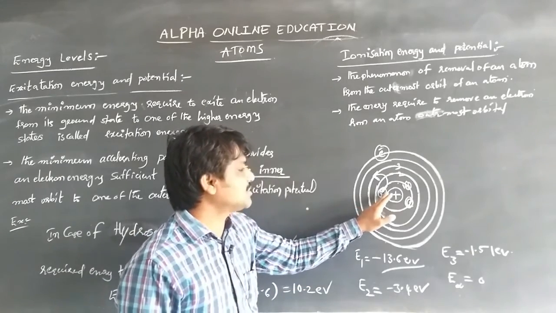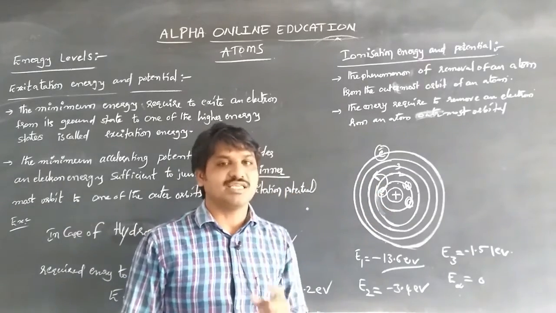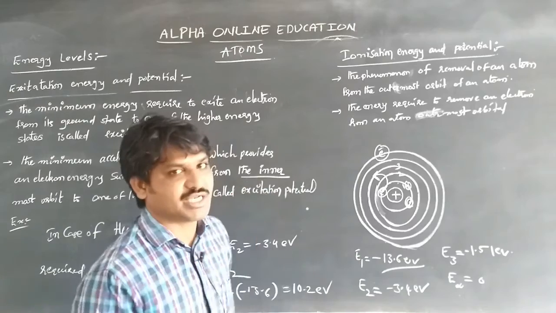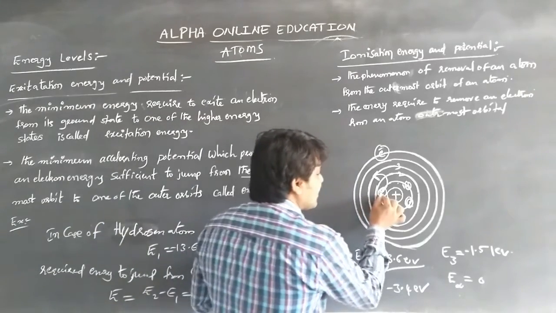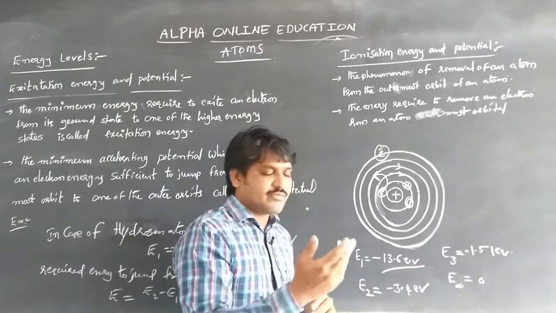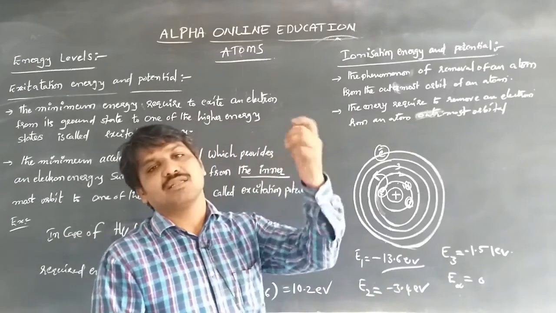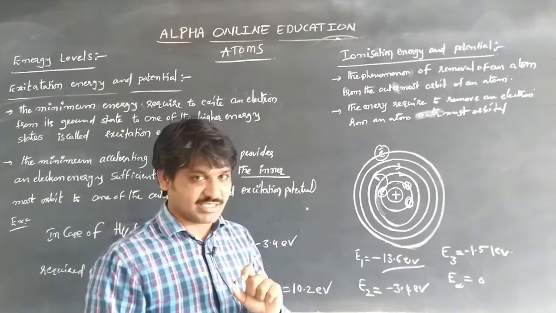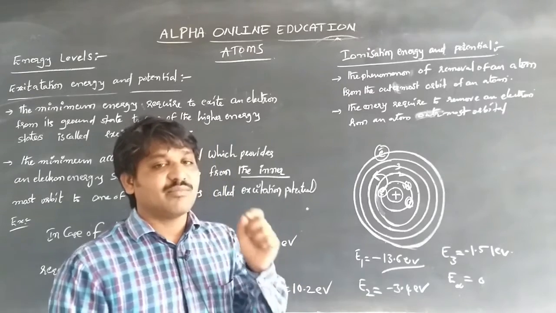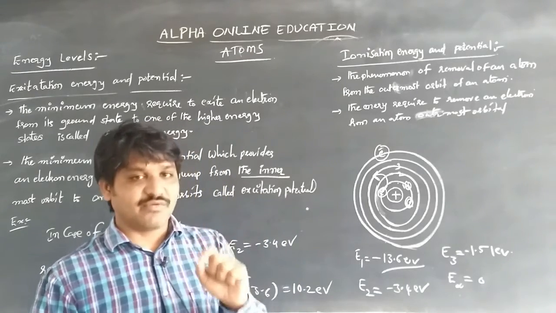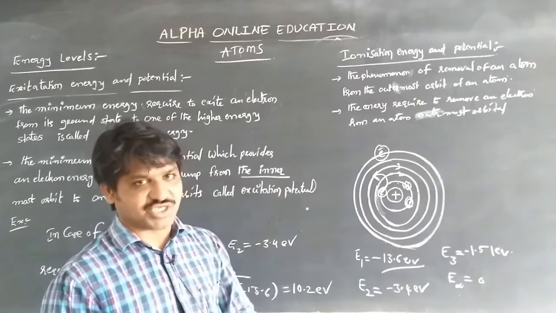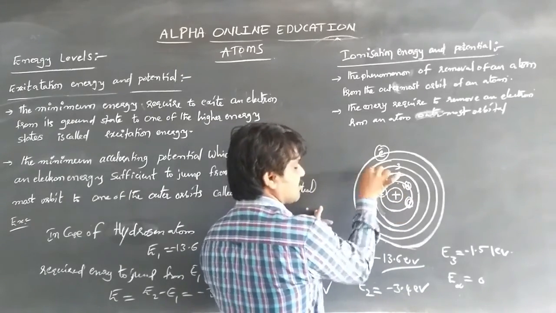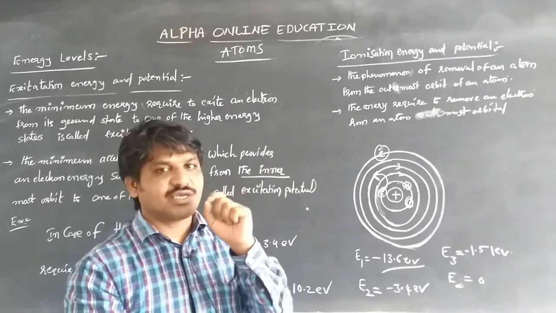Whenever the electron has to jump to an outer orbital, that required accelerating potential is called the excitation potential. Excitation energy is the minimum amount of energy required for an electron to move from the ground state to a higher energy orbital. The minimum accelerating potential, which provides the electron energy sufficient to jump from the innermost orbit to the outer orbital, is called the excitation potential.